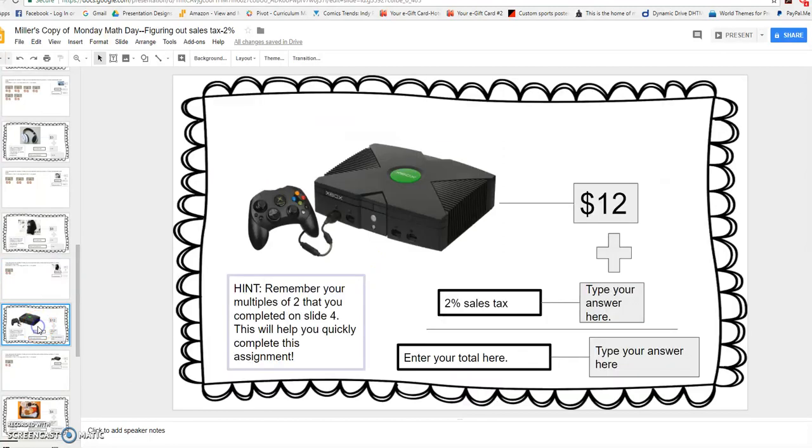All right. Next one. I'd like to buy this Xbox for $12, with 2% sales tax. You need to ask yourself, what is 12 times 2? Well, 12 times 2 is 24. So I'm going to add 24 cents onto the cost of the Xbox. That's my sales tax. And my total price is $12.24.